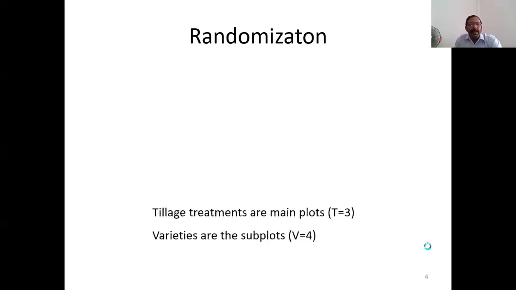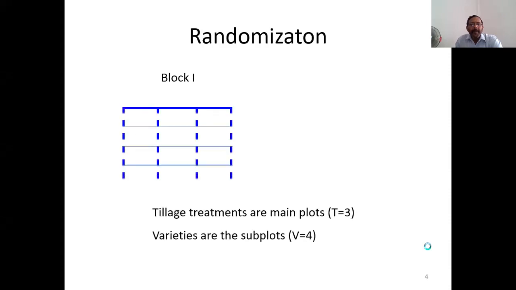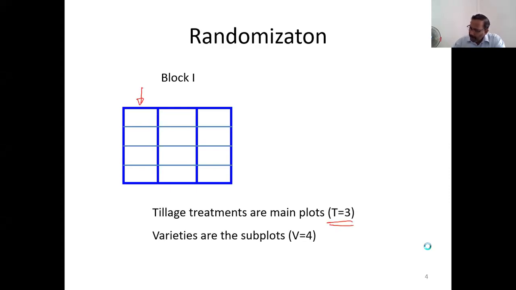I will give you a randomization process. Look at it very carefully. I have stage treatments. These are the main plots, 3 main plots. Varieties are the subplots. This is called block 1. Under block 1, the dark blue shaded border lines are main plots. So here we have 3 main plots: the first main plot, second main plot, third main plot, as an example. So these are subplots.